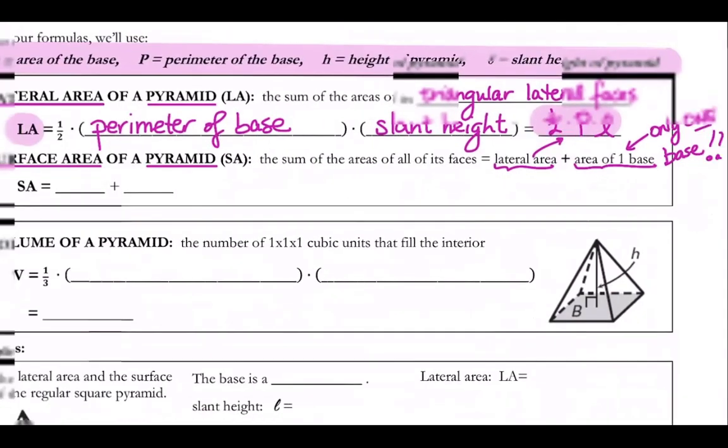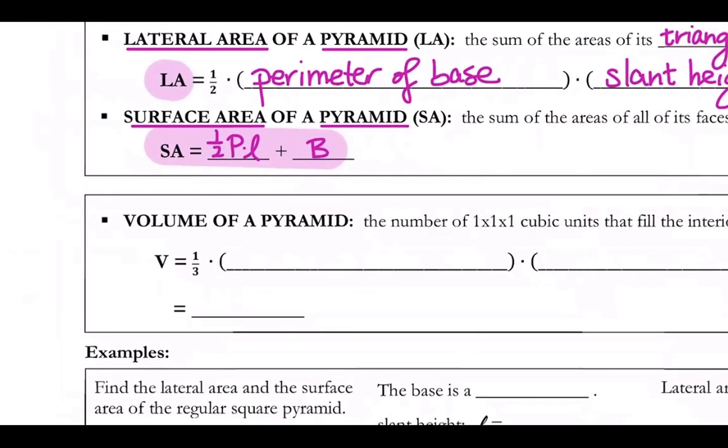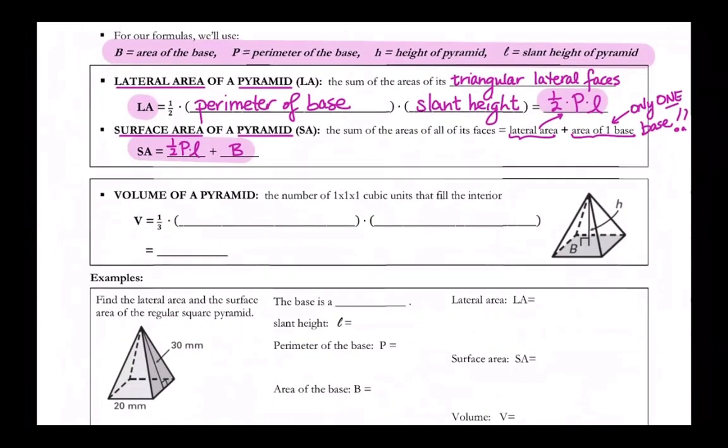So just one base. So the surface area is the lateral area, which is 1/2 perimeter times slant height, plus capital B, which represents the area of whatever the base is. So it could be a triangle, it could be a square, it could be a regular hexagon or any kind of shape, but these are regular pyramids, so that means that the bases will be regular polygons.